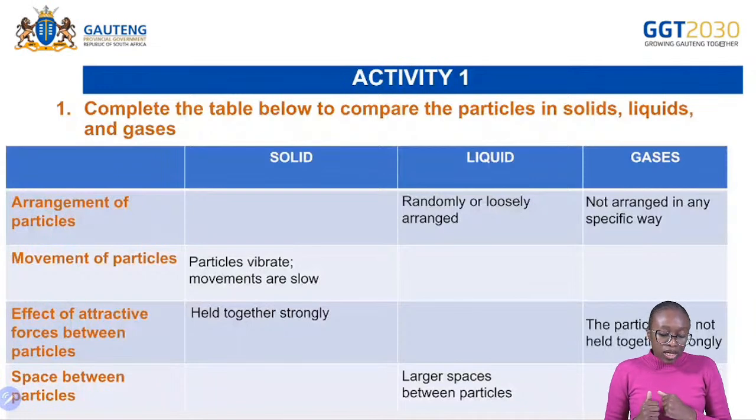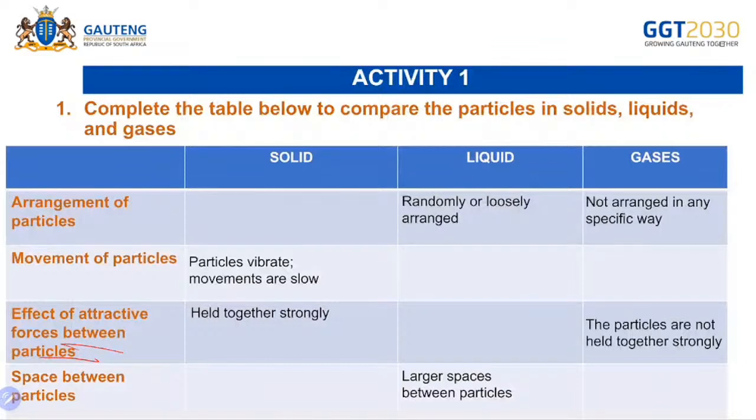Row number 1 talks about the arrangement of particles. Row number 2 talks about the movement of particles. Row number 3 talks about the effect of attractive forces between the particles, and row number 4 talks about the space between the particles. So you need to fill in these spaces. The other spaces have already been filled up for you. Okay, I'm going to give you 5 minutes to complete this table, and then after 5 minutes we will do the corrections together. See you after 5 minutes.